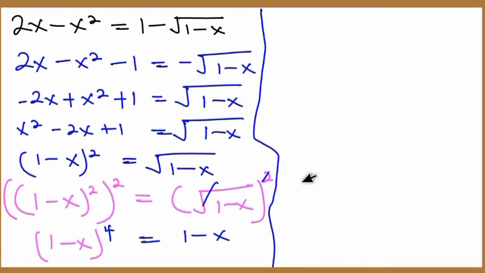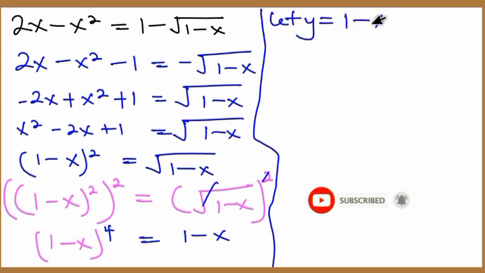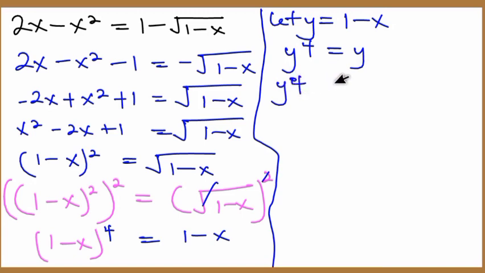So from here, what I have to do is to do some labeling. So I will let y equals 1 minus x. So I will do my substitution. I will have my y to the power 4 equals y. So forming a nice equation from this one, I will have my y to the power 4 minus y equals 0.